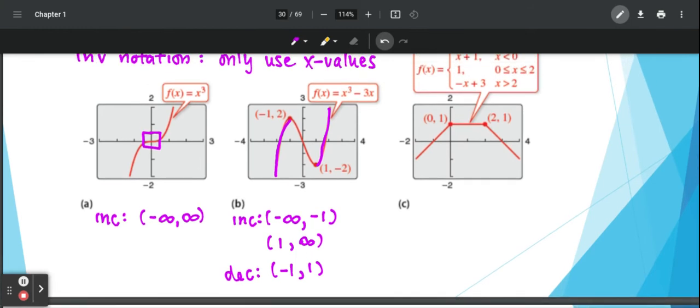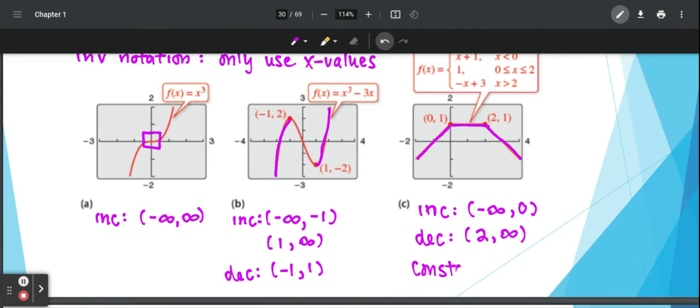If we look at the piecewise function for part C, we have increasing from negative infinity to 0. We would be decreasing from 2 to infinity, and from 0 to 2 would be when our graph is constant.